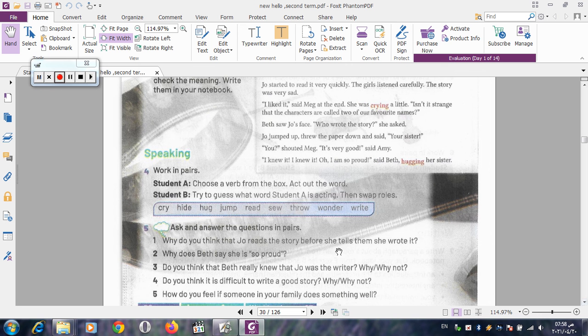Here we have the verbs: cry, hide, hug, jump, read. To use the needle is to sew. If you look at page 22, the first page, you have one of the pictures, but I can't remember the number. Wonder means to ask.